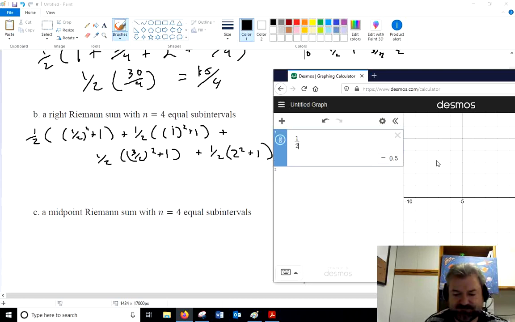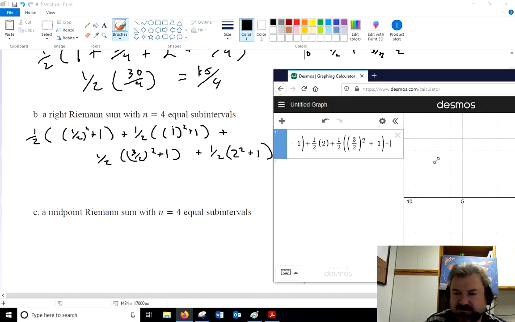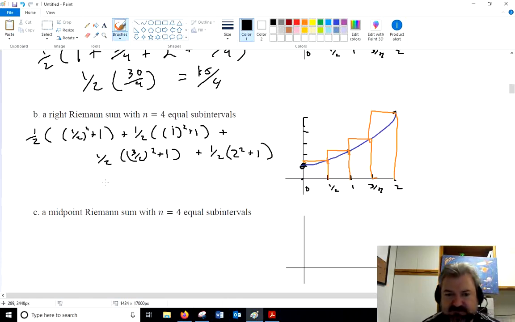So 1/2 squared plus 1 plus 1/2. And you see how we could have factored out the 1/2, right? 1 squared plus 1 is 2. That one's easy to do. 1/2 times 3/2. I want that in parentheses. Squared plus 1 plus 1/2 of 5. We get 5.75. A little different than what we had before, right? Because before we had 3.75.